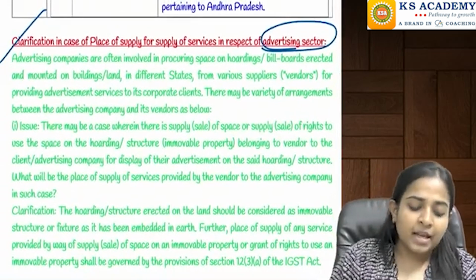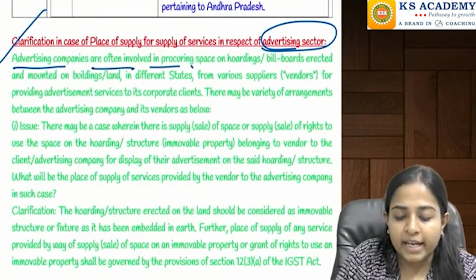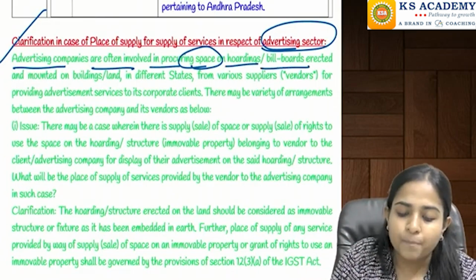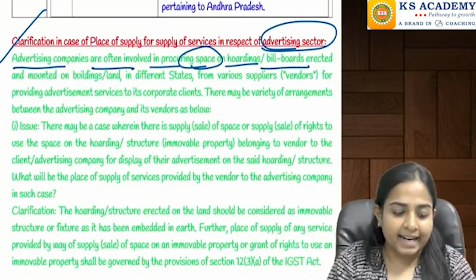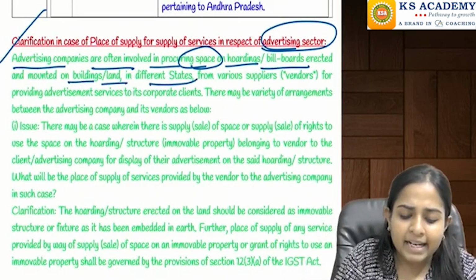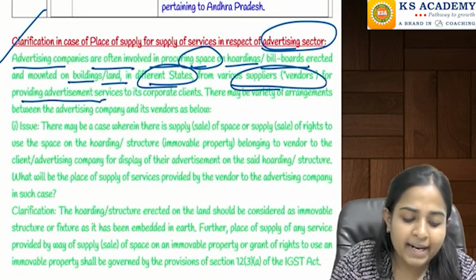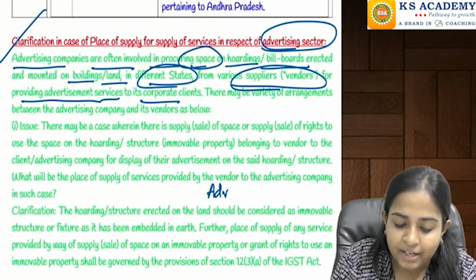Now listen. They are telling that advertising companies are often involved in procuring or acquiring space on hoardings, big billboards, etc., which are erected on buildings or land in different states from different suppliers, for providing advertising services to their clients. Now let's say there is an advertising company.